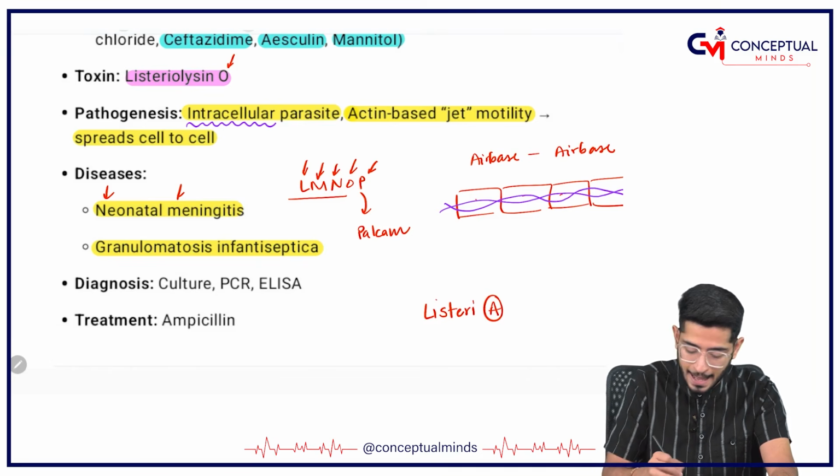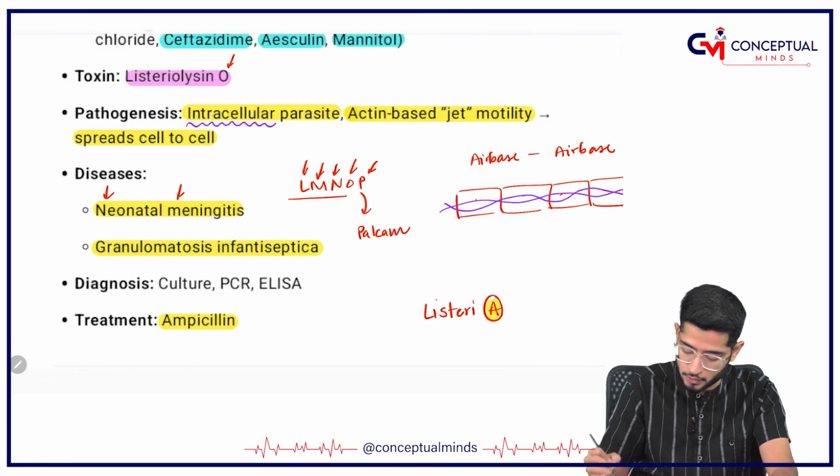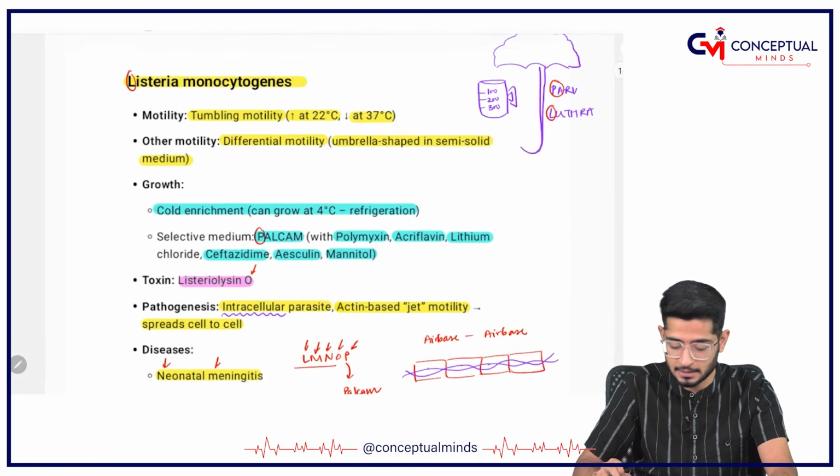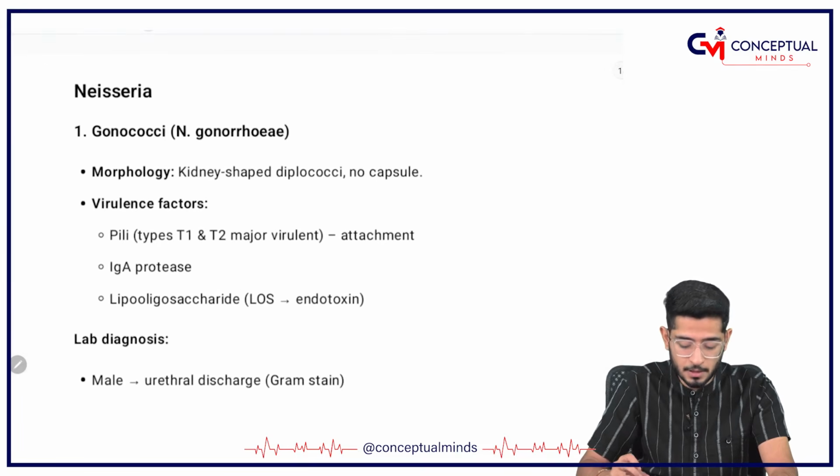A for ampicillin, this is the drug of choice. Ampicillin is the drug of choice. Naturally, you can culture, PCR, ELISA, these are the things which you can do. This was about the Listeria.